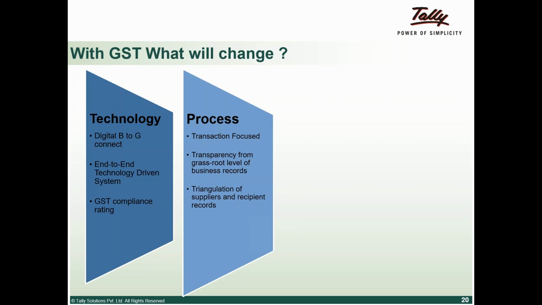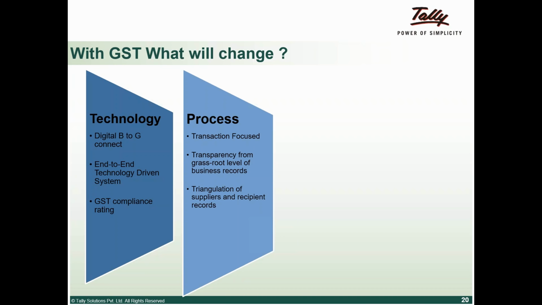Number two is the transparency from the grassroots level of the business record. I was mentioning earlier that for every business, the purchase and sale are the most vital and major transactional records. Now, the majority of them are made available on the GSTN portal, right? So we upload that information, and the government has that information. So we need to have this transparency and make sure that this information is recorded appropriately as per the requirement.